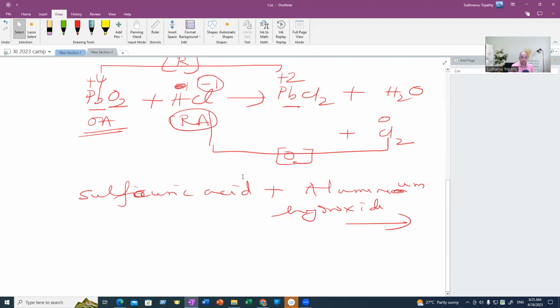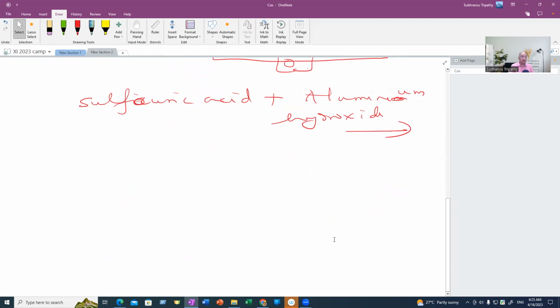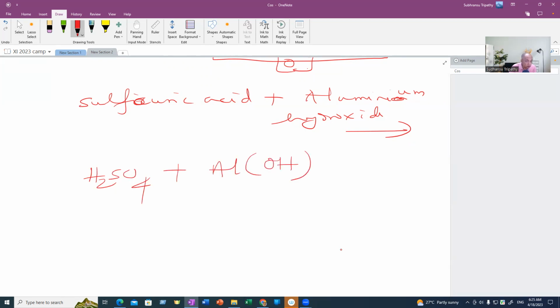Sulfuric acid is H2SO4, and aluminum hydroxide is Al(OH)3. Aluminum valency is 3 here, OH is -1, so the 1 is not written. These are the two correct formulas. Then the hydrogen ion will combine with the OH minus ion, and sulfate will combine with aluminum, so it will be aluminium sulfate.